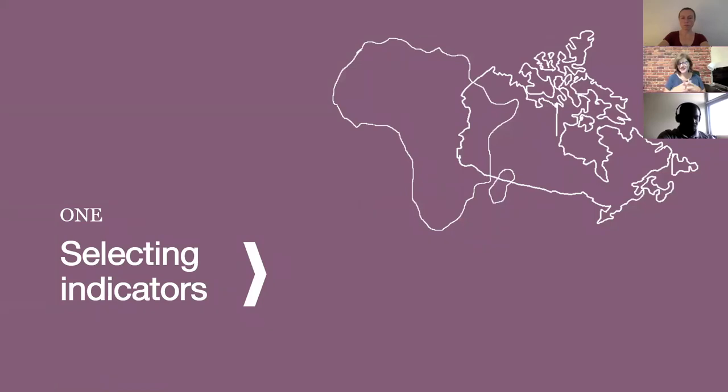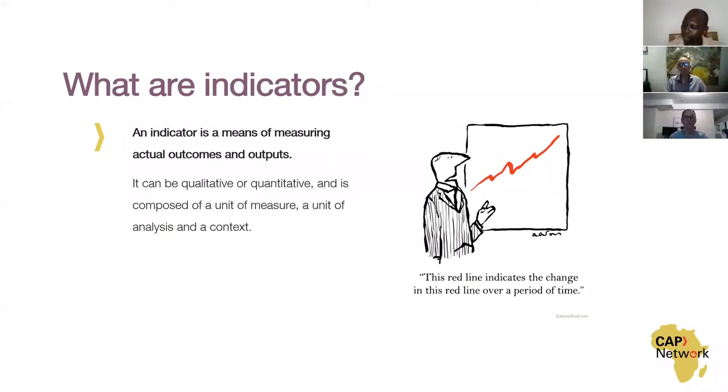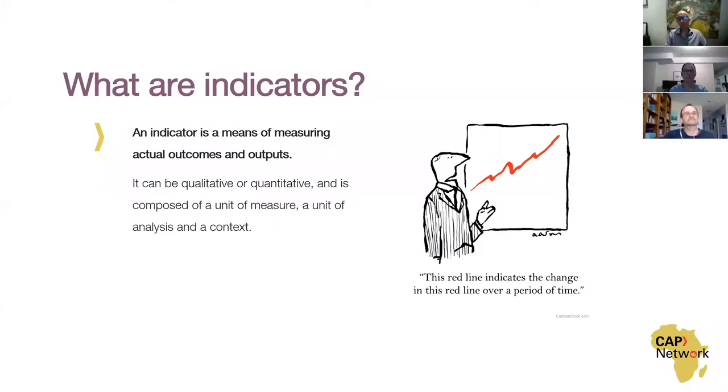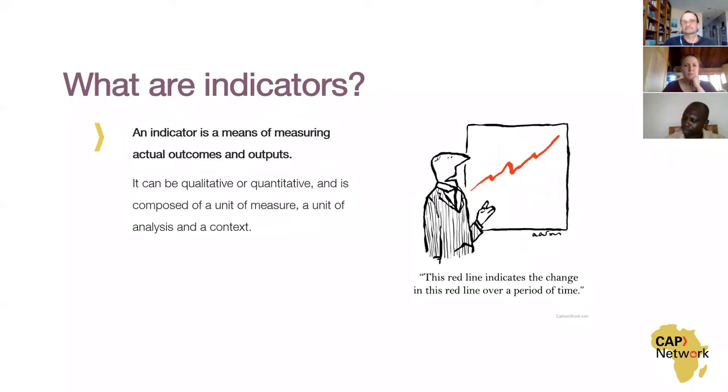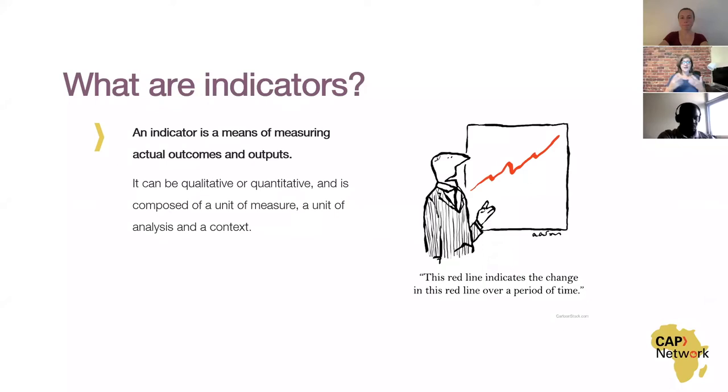is selecting your indicators. So, the very first question we need to ask is, how are we going to know? What are the measures we're going to use to track progress on the results of our project? When I use the word indicator, just to make sure we're all on the same page there, an indicator is simply a means of measuring progress on outcomes and outputs. So it's a way that you're going to track what has happened and how it has impacted people.